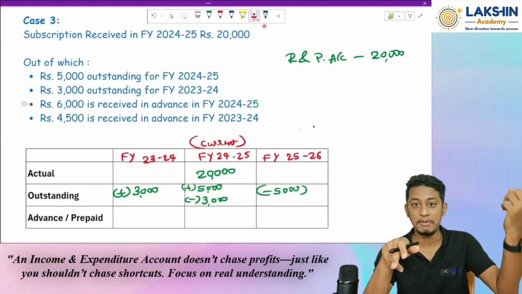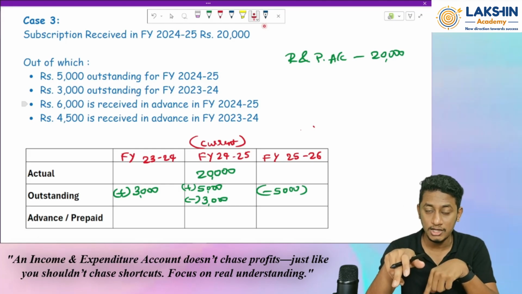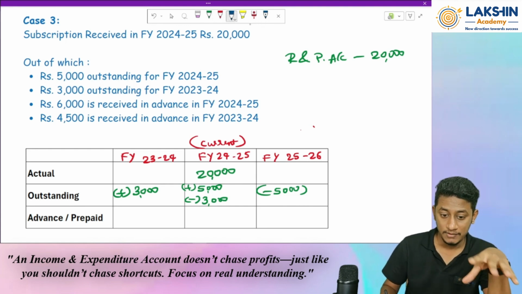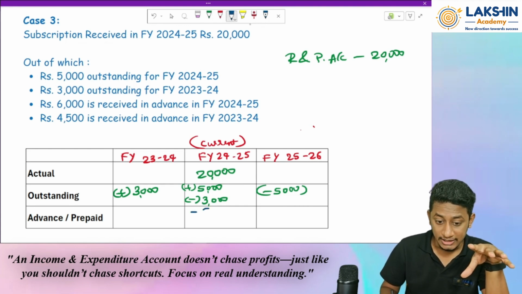Next financial year ಸಿಗಬೇಕಿತ್ತು, but ಇವಾಗ ಸಿಗ್ತಾ ಉಂಟು. ಹೌದಾ? So because of this, what is happening? What has happened over here? So I should deduct it in this financial year. Rupees 6,000, I should deduct it from this financial year.